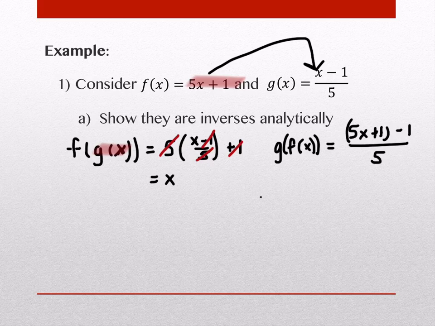So what would actually simplify first on this one? Yeah, the adding and the subtracting of the 1s. And then you'd see the 5s also simplify second. And again, you would end up with x when you're done.